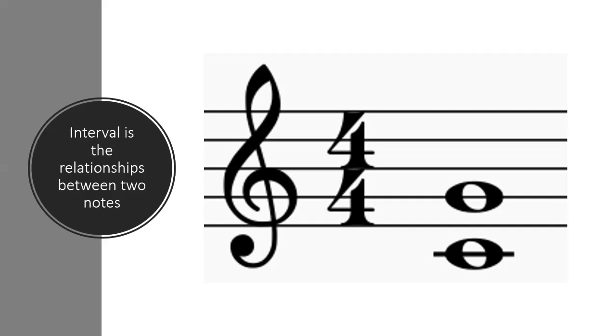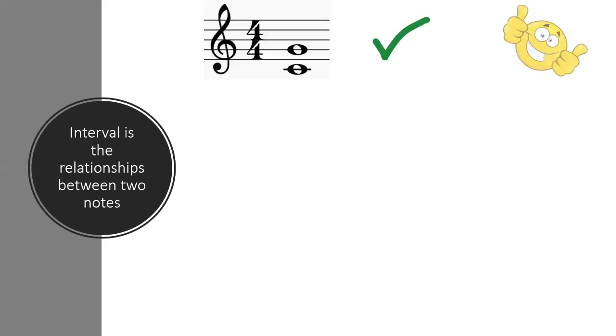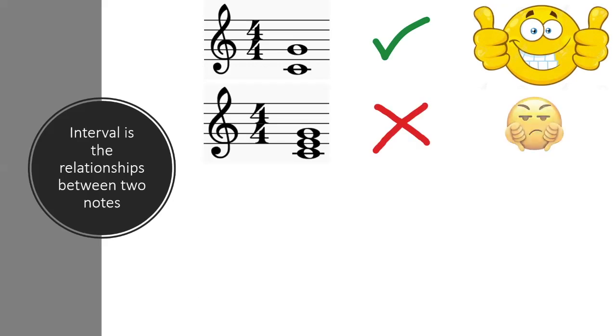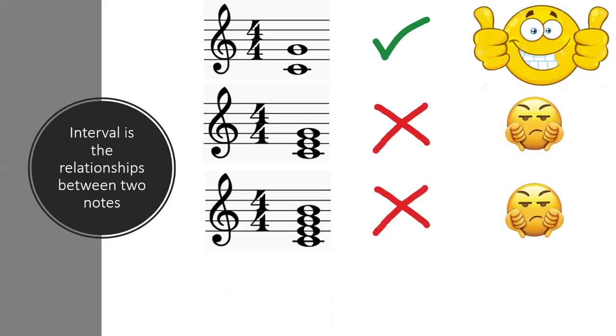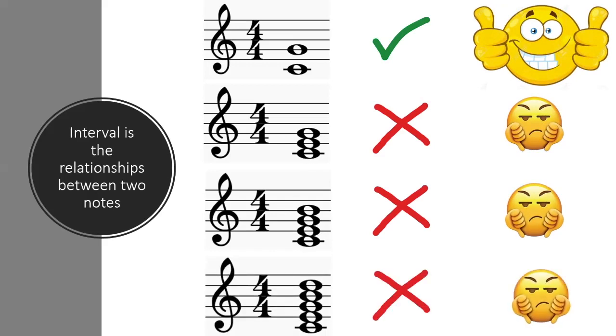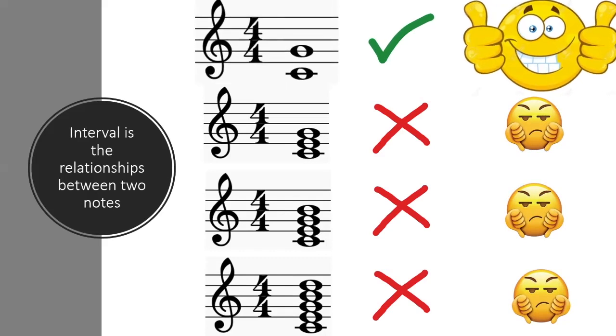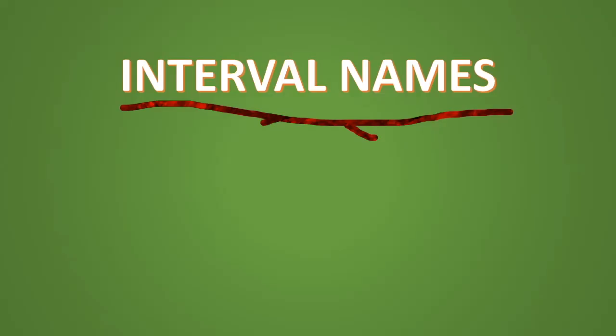Today we will be exploring intervals on the C major scale using the staff and the piano. But first, what is an interval? An interval is the relationship between two notes, not 3 or 4, and definitely not 5. Only between two notes. Just like people, intervals have names in two parts, like first names and last names.